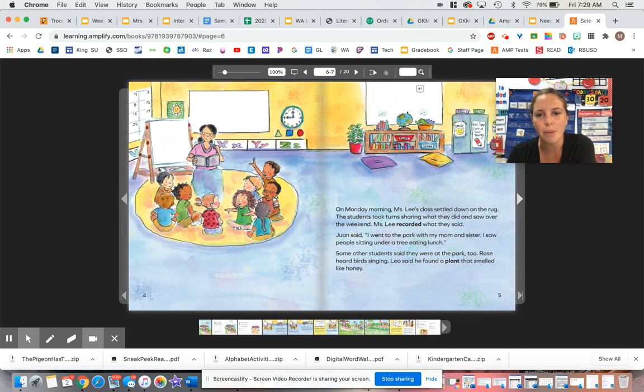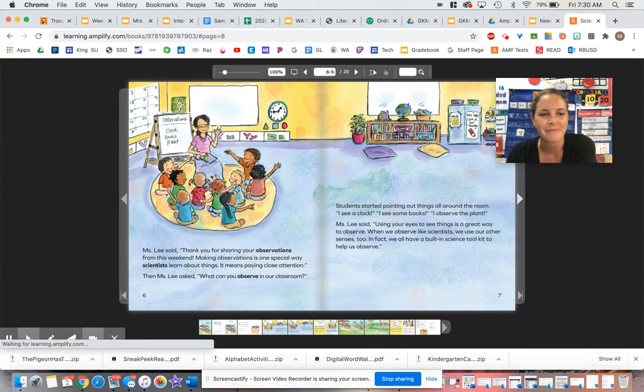Juan said, I went to the park with my mom and sister. I saw people sitting under a tree eating lunch. Some other students said they were at the park too. Rose heard birds singing. Leo said he found a plant that smelled like honey. Miss Lee said, thank you for sharing your observations from this weekend.